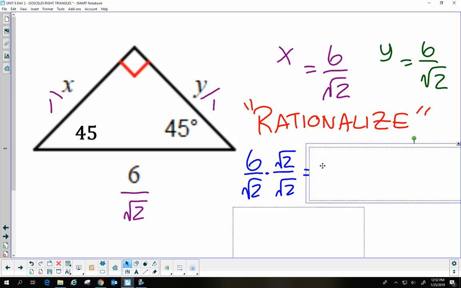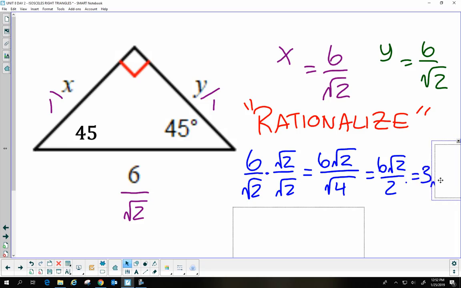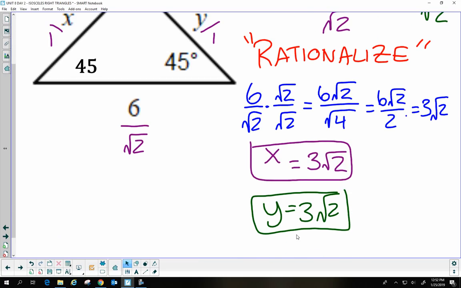And so the top, 6 times square root of 2, just looks like that. These two square roots, we can multiply them since they're both square roots and get the square root of 4. We know the square root of 4 is 2. And then we can just simplify that 6 and that 2 to be 3. So this 6 divided by root 2 simplifies to be 3 root 2. And since x and y are both the legs, they're both the same length, both x and y are equal to 3 root 2.